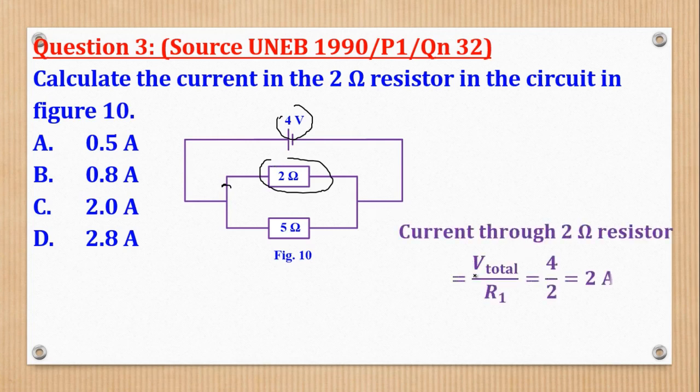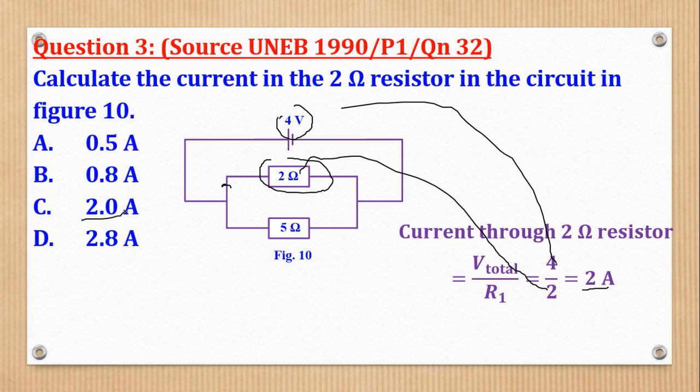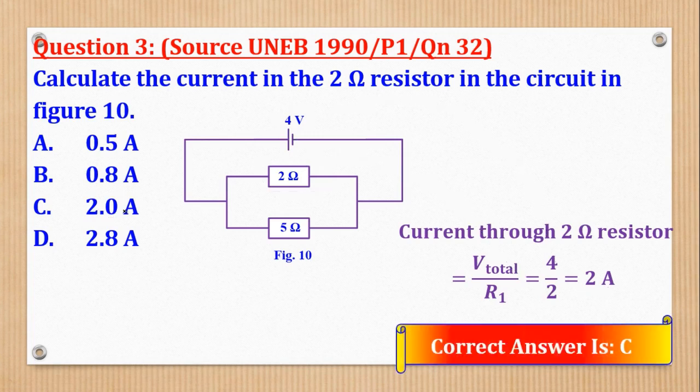So now that we have the PD and the resistance, we can get the current. So current will be V over R. So V is this PD and R is, sorry, the resistance of interest. That gives you a current of 2 ampere. Therefore, option C was the correct answer.